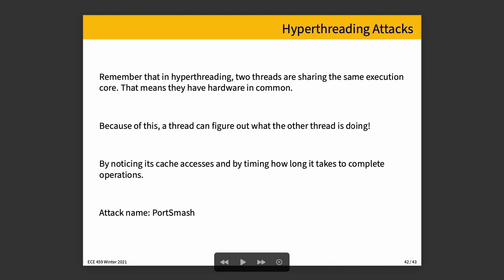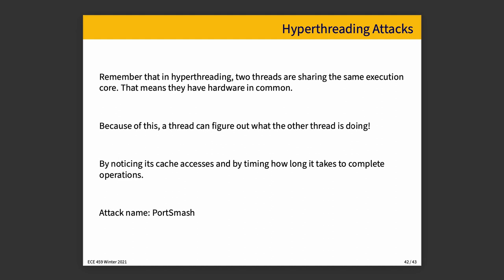And there is a proof of concept attack for this called Portsmash, which is something you could look up if you were so inclined. But the idea is that if you're sitting in the same room as somebody and you're taking a multiple choice exam, you could notice what answers they are choosing by paying attention to how long it takes them to move their pencil down the page to fill in the correct circle.